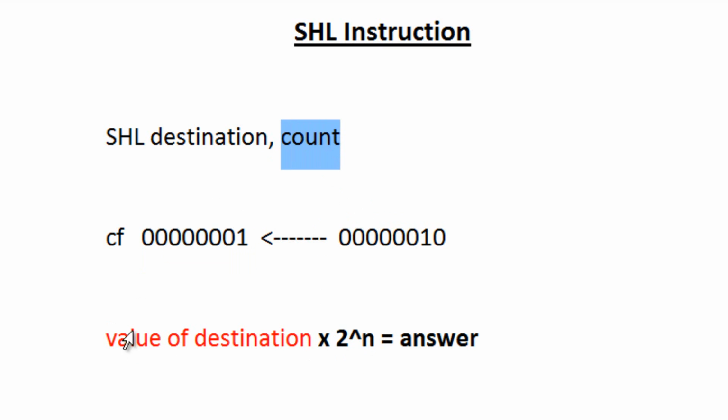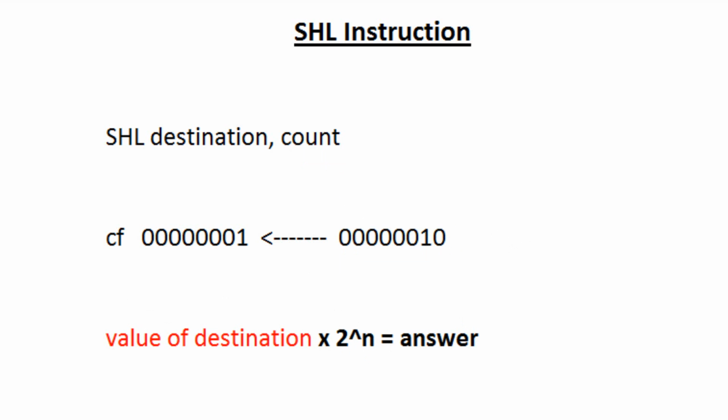So again, let's start from the top. The value of the destination operand is 1, right? So 1 times 2 to the n, n being the count, right? So 2 to the 1 power would be a 2, right? So basically it's 1 times 2, and our answer equals 2. And as you can see, this is the binary version of 2.